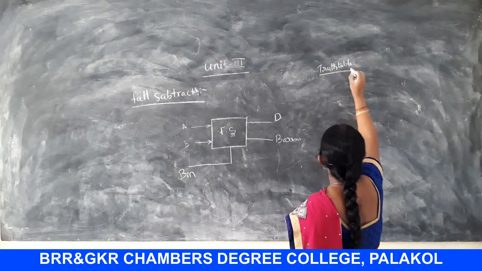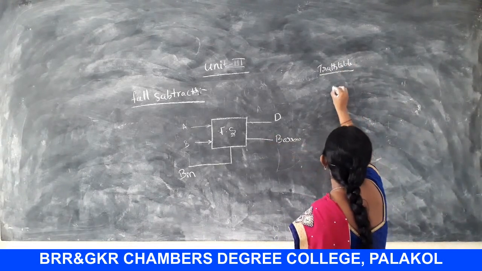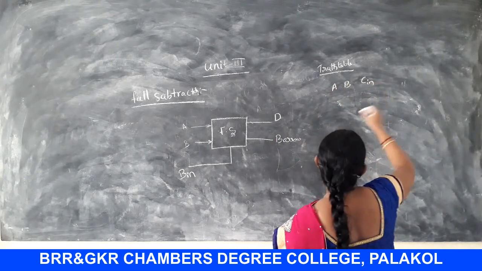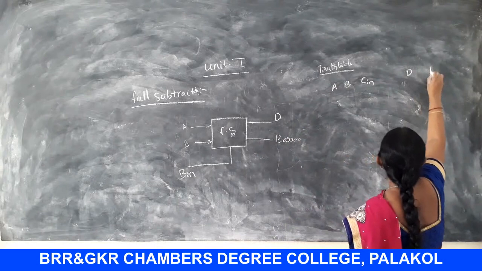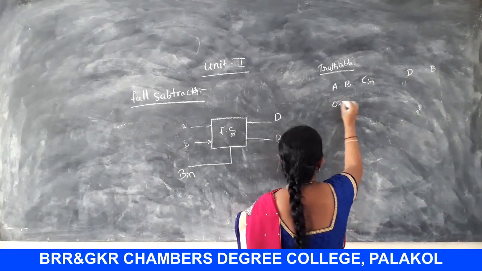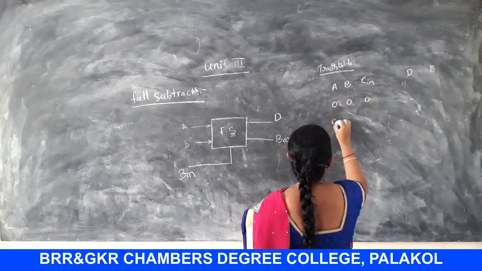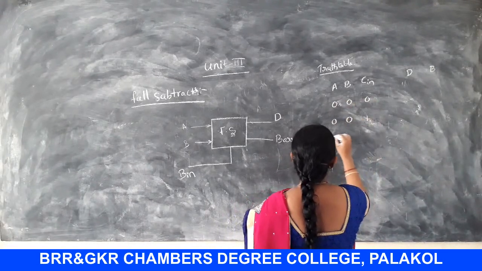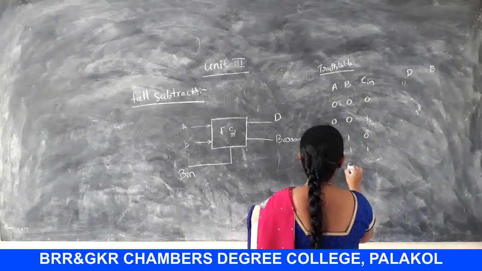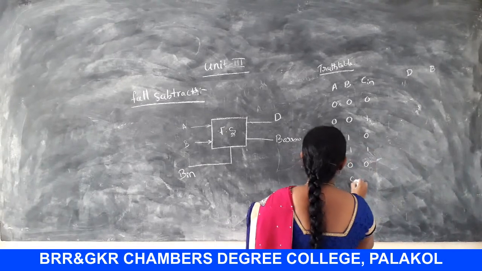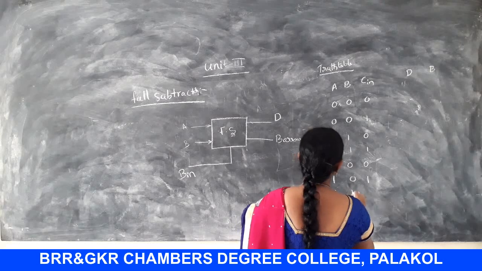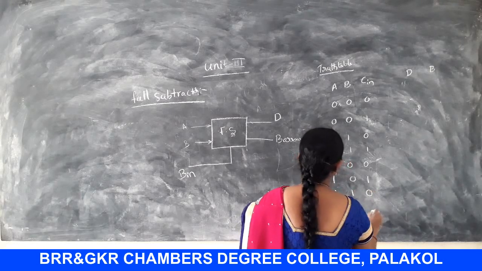We will draw the truth table here. The inputs are A, B, B in, and the outputs are difference and borrow. So here 0 0 0, 0 0 1, 0 1 0, 0 1 1, 1 0 0, 1 0 1, next one is 1 1 0 and 1 1 1.